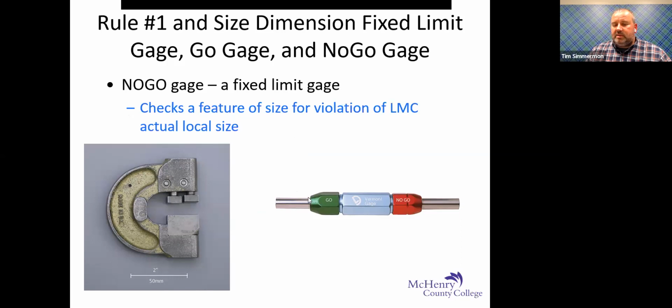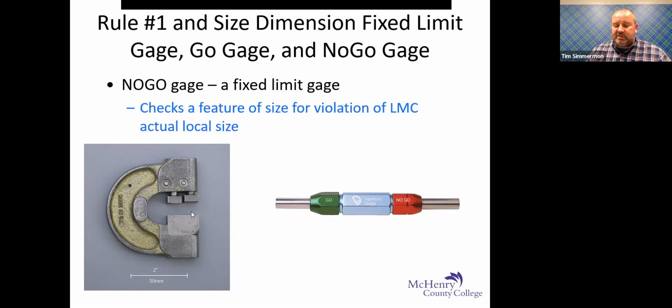So in that instance where we called 0.510 to 0.490, our no-go gauge might be 0.511, just 1/1000th of an inch over the high limit. And our go gauge would probably be the actual 490 itself. So if we stick that go gauge in there and it goes all the way down, we're good. If we stick that no-go gauge in there and it goes in, we're not good.